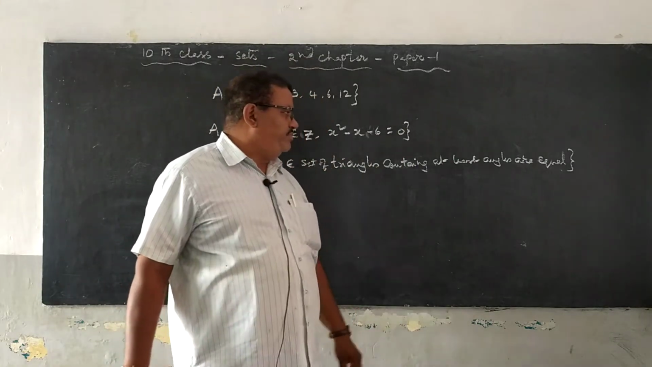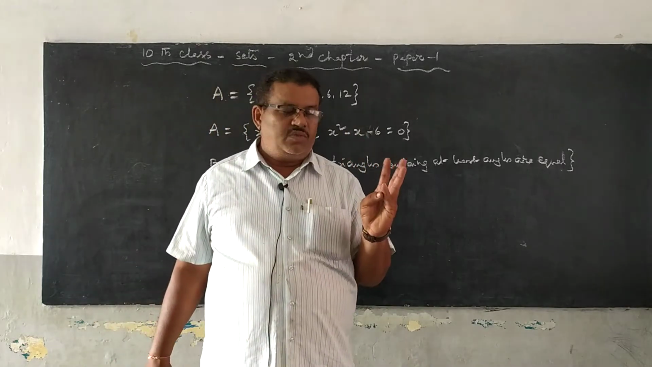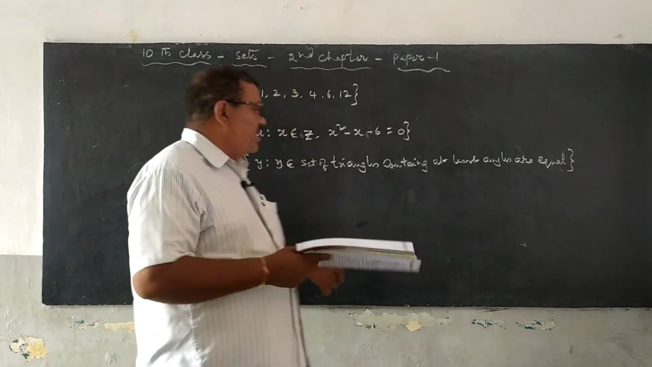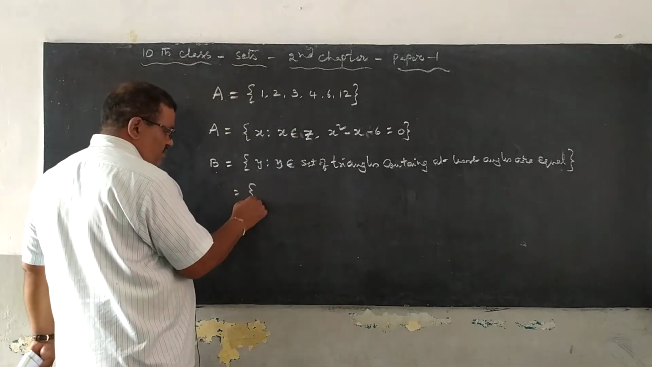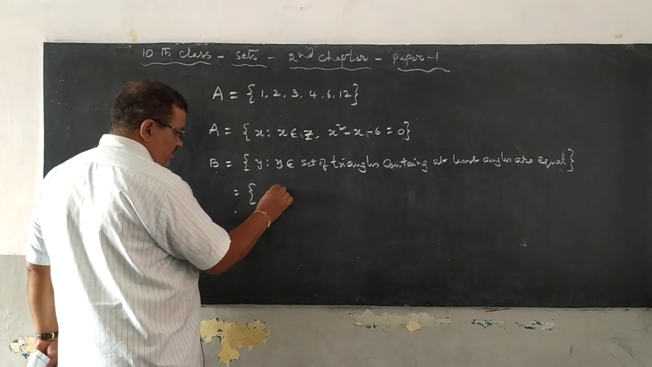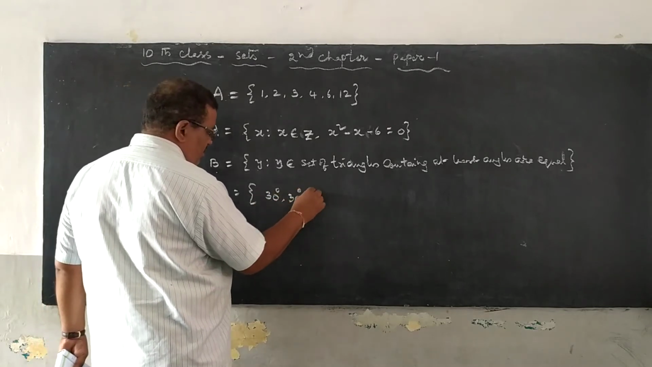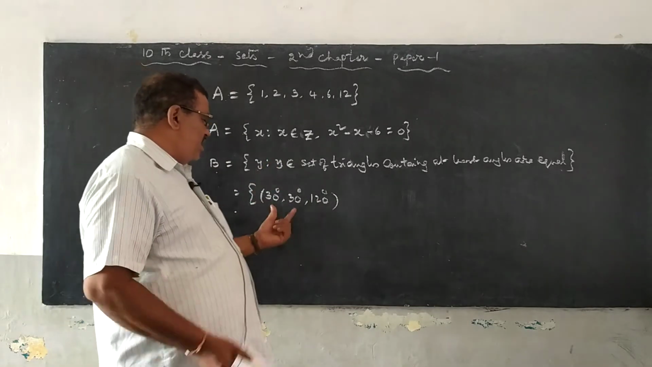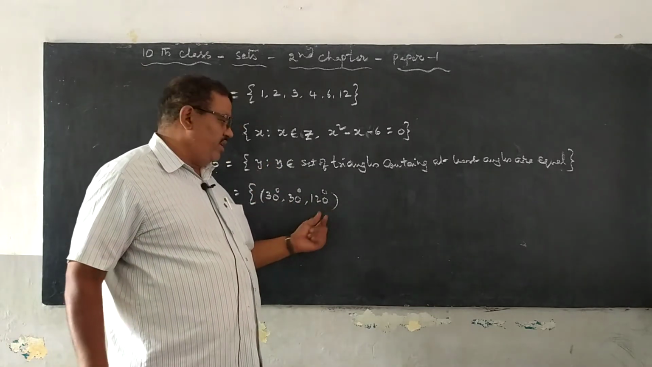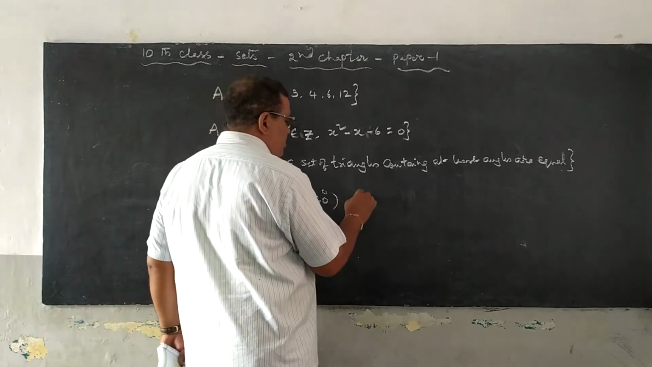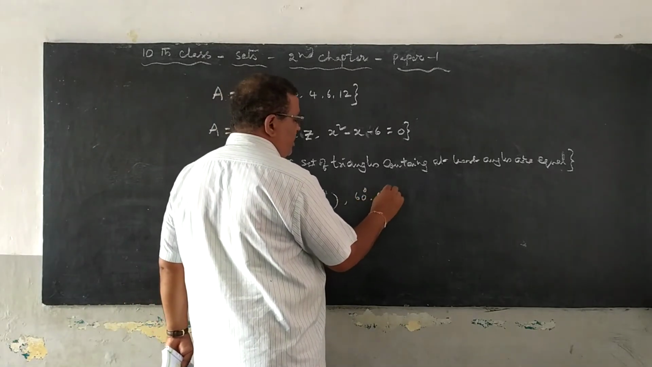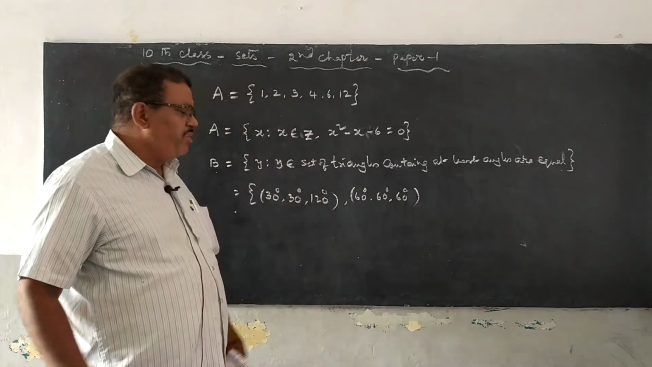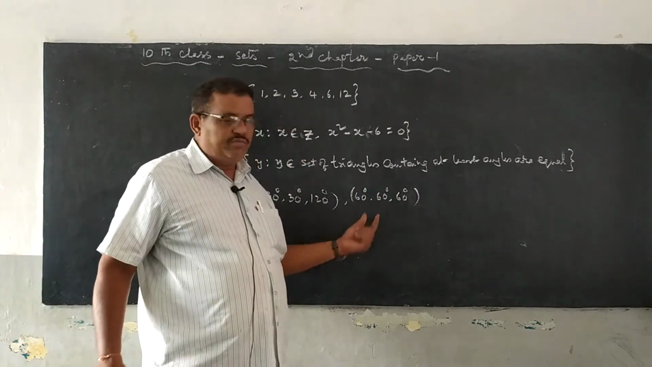Next, equilateral triangles will come, isosceles triangles will come. Like these we can write the answers. At least two angles, the answer is 30 degrees, 30 degrees, 120 degrees. This is one triangle containing the angles. Two angles are equal, the third angle is 120. Another way, 60 degrees, 60 degrees, 60 degrees. Here all three angles are equal, that means at least two angles are equal.